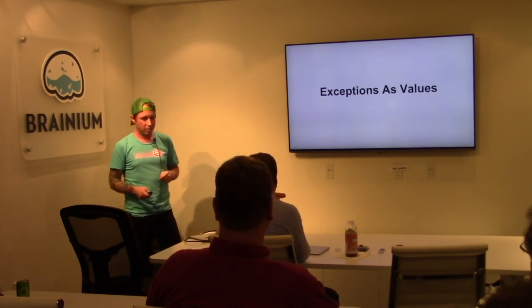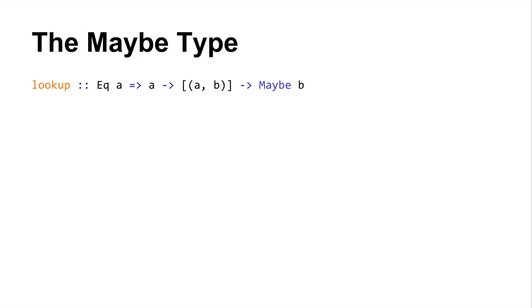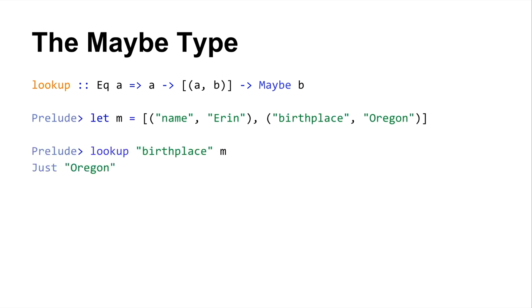Beginning Haskellers start with exceptions as values. What I mean by that is we've got these types like Maybe and Either that we interact with that help us represent failure in the type system. You're going to use something like lookup. You have a map with keys of type A and values of type B. You look something up in it, and if you're successful, you get back Just a string. If you fail, then you've got this value that represents failure.